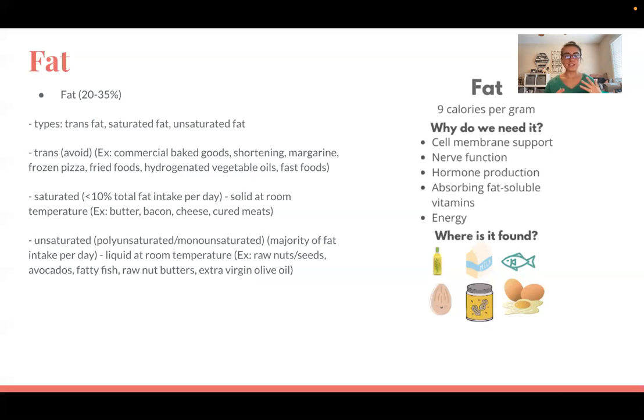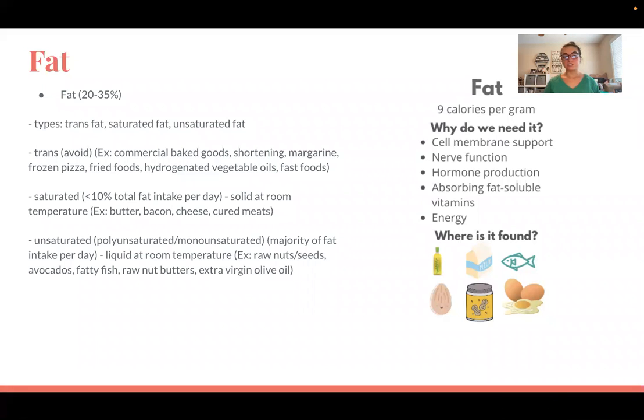Things like hydrogenated vegetable oils, certain fast foods might have a little bit, but we really want to keep an eye out on those. Saturated fat, we want to keep about 10% or less of our total fat intake from saturated fats. So typically, not all the time, but typically saturated fats are going to be solid at room temperature. So things like butter, bacon, cheese, things like cured meats. So hot dogs, bologna, things like that.